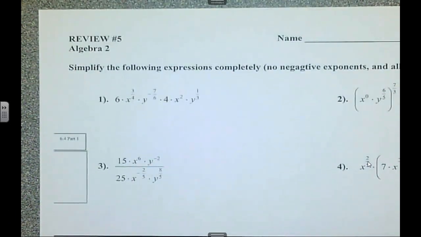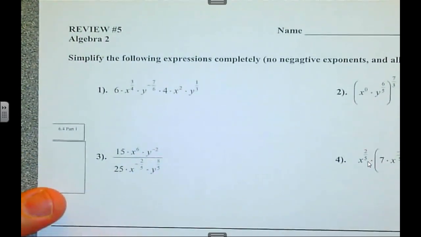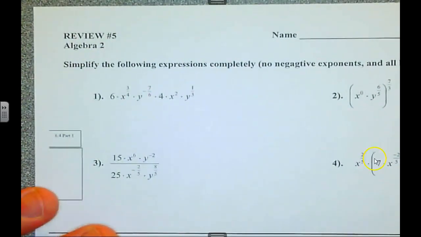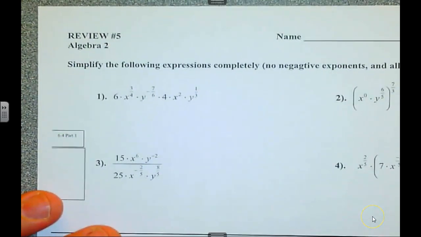Review number 5. Properties of exponents, and we have rational exponents because they're fractions.